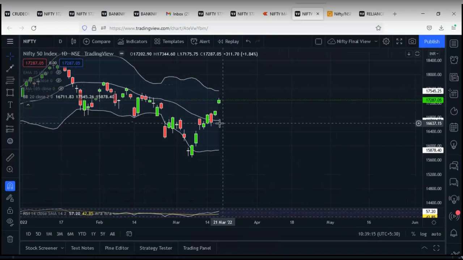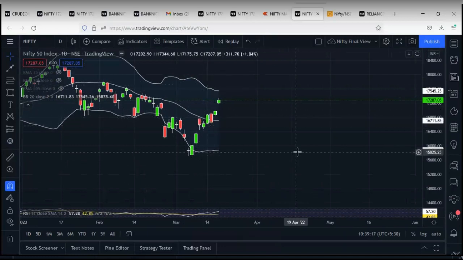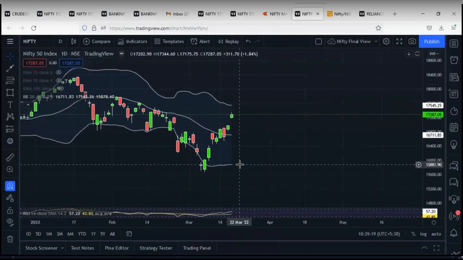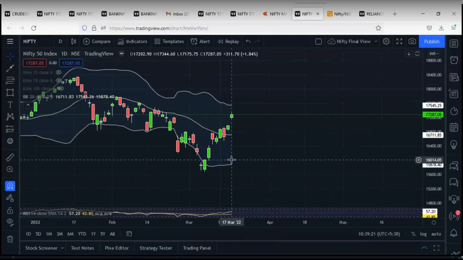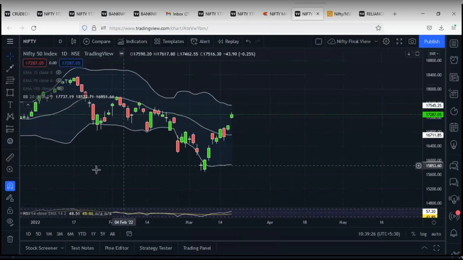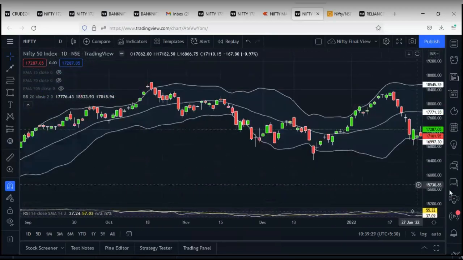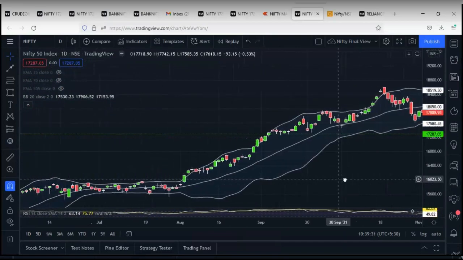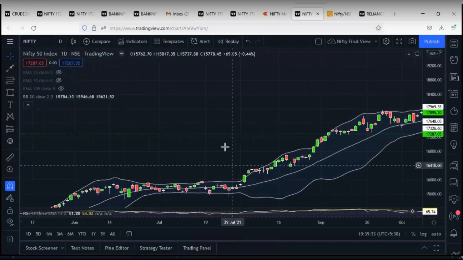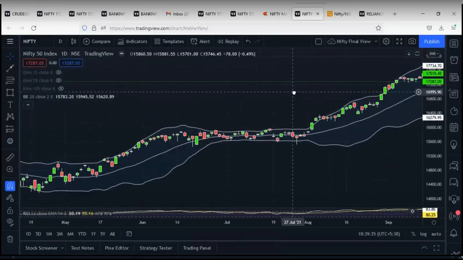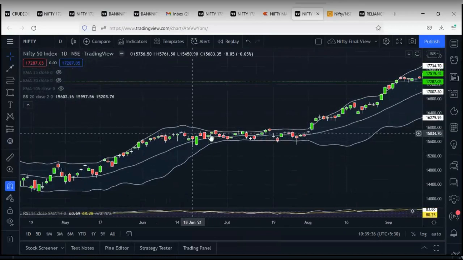The SMA 20 is your middle Bollinger Band. And the lower Bollinger Band is considered to be the seller. Upper Bollinger Band is considered to be the buyer. Okay. Now, there is something called volume compression, or squeeze, Bollinger Band squeeze. Now, you can see here, there is a squeeze in the Bollinger Band. Matlab ye dekho, it is in the consolidation phase.